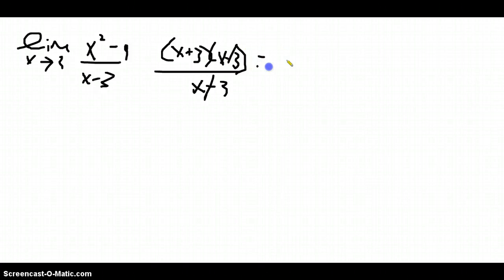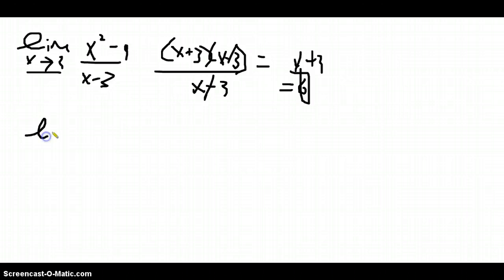So we're left with x plus 3, and as the limit as x approaches 3, basically means that we're going to plug in 3 for that x. So 3 plus 3 equals 6. So the limit of that is equal to 6. So that was basic solving of a limit. And if you ever have something that you can factor, then it gets like that.